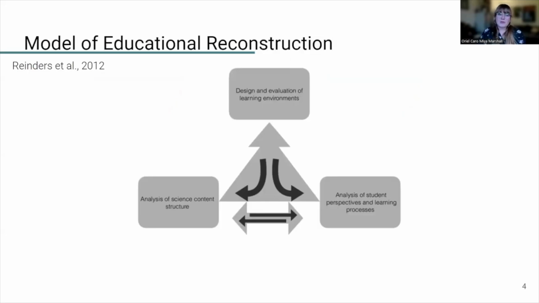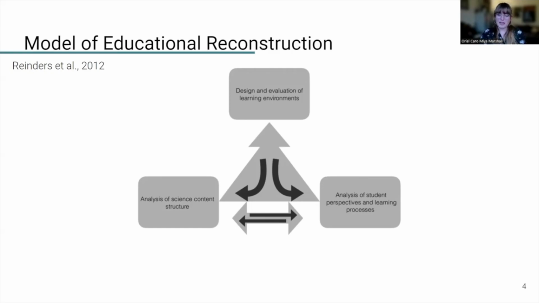So the theory that I'm using for this project, that I'll be mapping the scientist-teacher partnerships idea onto, is the model of educational reconstruction. This is a model which is often used for creating educational materials based on contemporary research, so modern topics that aren't yet in the curriculum. And this is built upon 3 pillars.